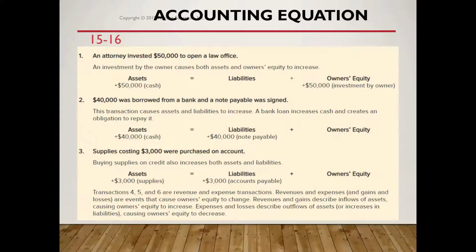The accounting equation implies that each economic event affecting this equation will have a dual effect, because resources always must equal claims. Take a look at the events that you see here. These are events that occur in transactions. Number one, an attorney invested $50,000 to open a law office.